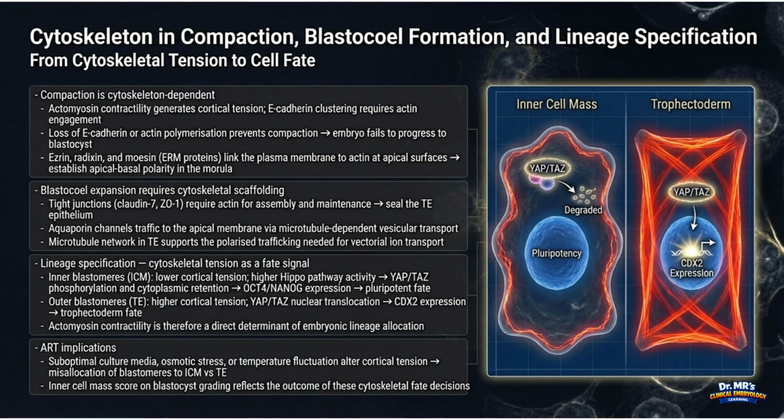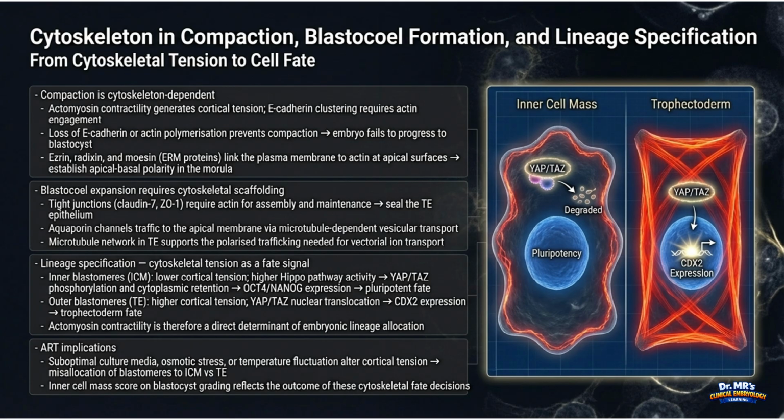In these tense outer cells, the physical strain causes two specific co-activator proteins, known as YAP and TAZ, to translocate straight from the cytoplasm into the nucleus. YAP and TAZ cross the nuclear envelope. And once inside the nucleus, they bind to DNA and drive the massive expression of a gene called CDX2. And CDX2 is the master transcription factor that permanently locks a cell into becoming trophectoderm. High tension equals CDX2 expression.